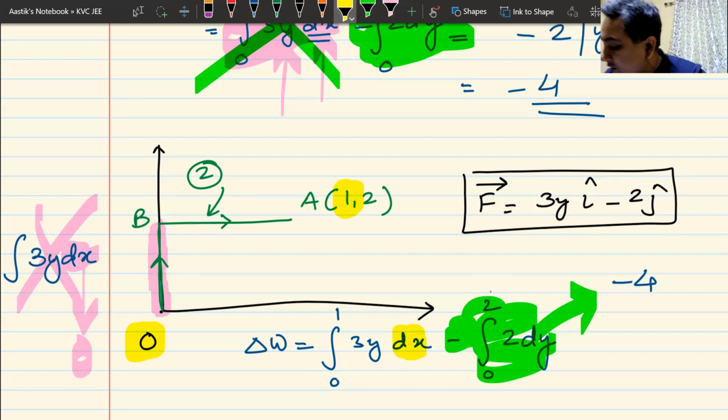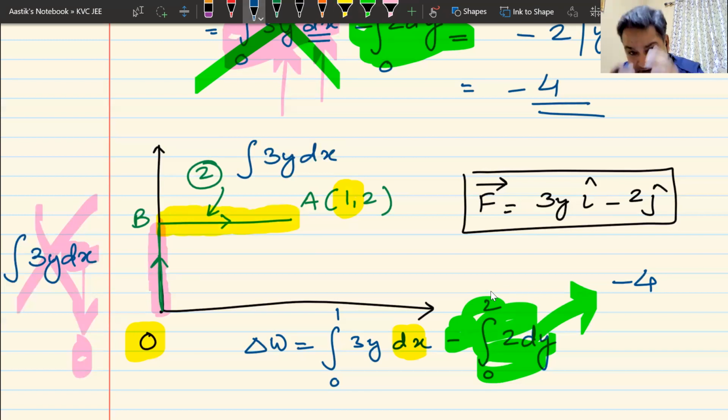Great. Okay, now let us talk about the yellow path. The yellow path is from B to A. Again, I need to calculate the same integral on this yellow path, 3 times y dx. Now, what is special about this path? Think. It is right there on your screens.